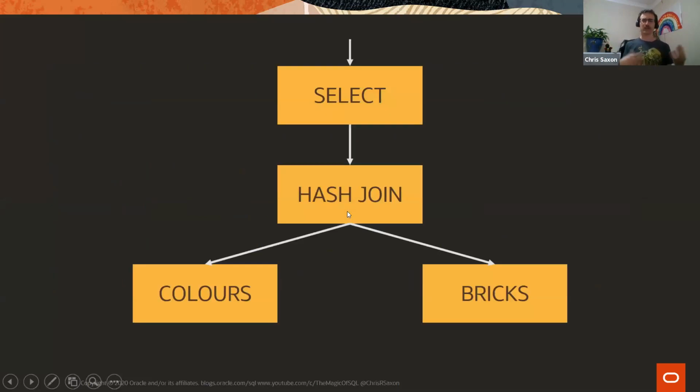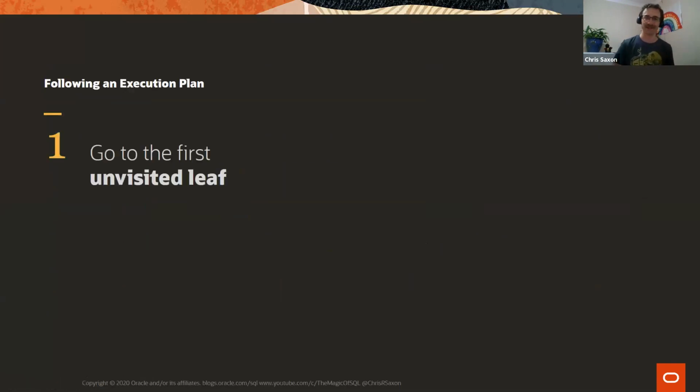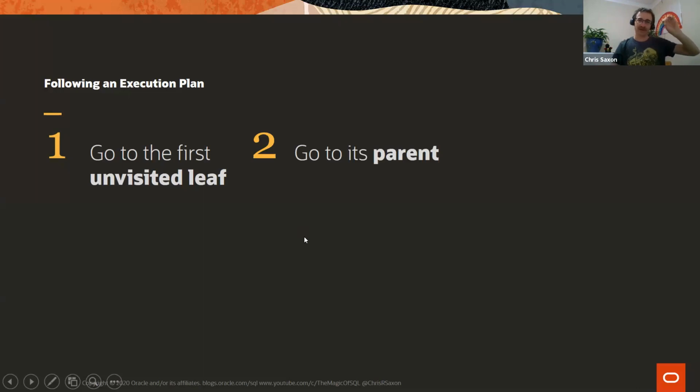So what route do we take through this? How do we start? Well, we start at the top, with the select, and from there we go down to the first unvisited leaf. So this is going to be the topmost table in the plan. Once we've got there, the database will read the rows out of that table or index or whatever it is. It'll then pass the rows up to its parent. So we go down to the first unvisited leaf, back up to the parent.